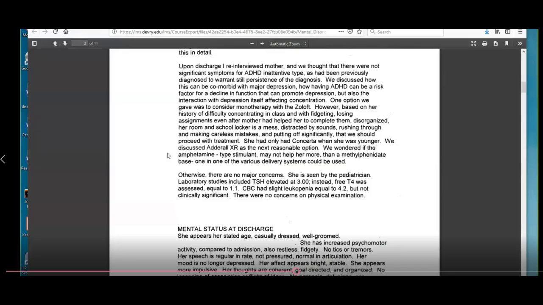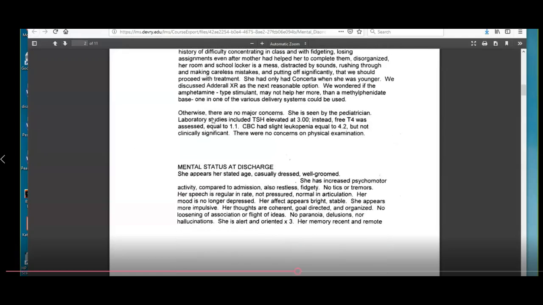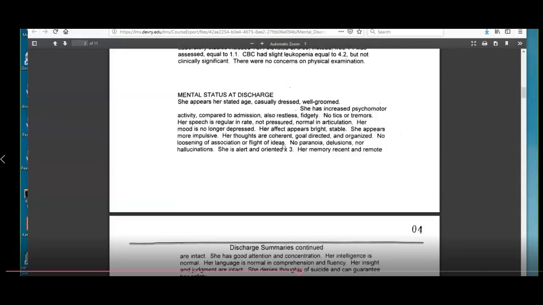We wondered if the amphetamine-type stimulant may help her more than a methylphenidate-based one, though various delivery systems could be used. Otherwise, there are no major concerns. She's seen by the pediatrician, and he goes over her labs, no concerns.